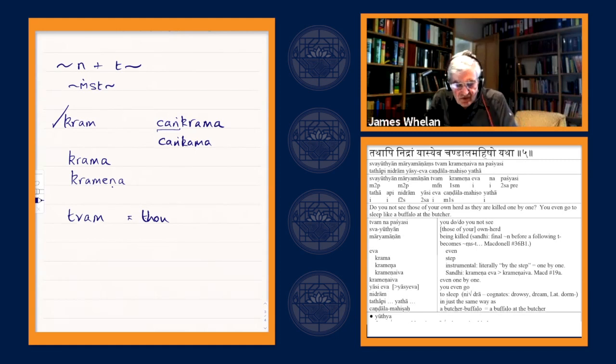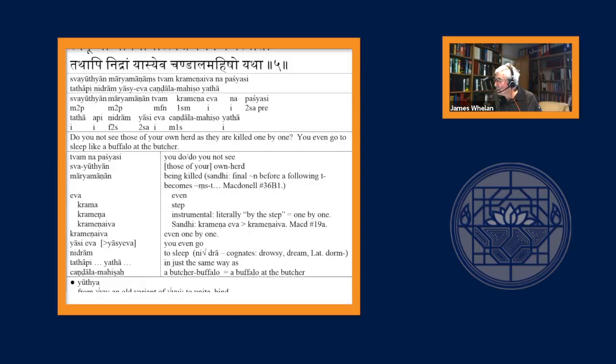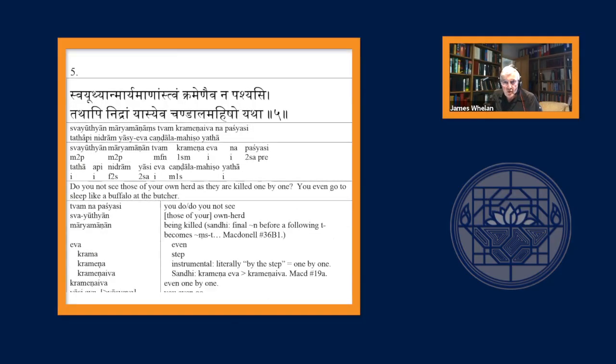So I'll just recite this verse again. Hopefully you'll get most of it now as I recite it. Swayutyan Mariamanas Twam Krame Naiva Napashyasi. Napashyasi, do you not see Swayutyan, your fellow herd members, Mariamanan, being killed, Krame Naiva, even one by one, as if they're lining up in an orderly fashion to be slaughtered, which in fact they are, as is emphasized now in the next line.